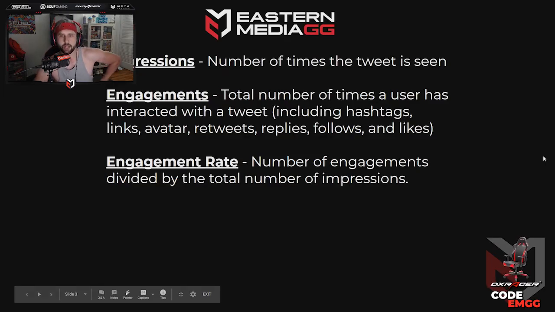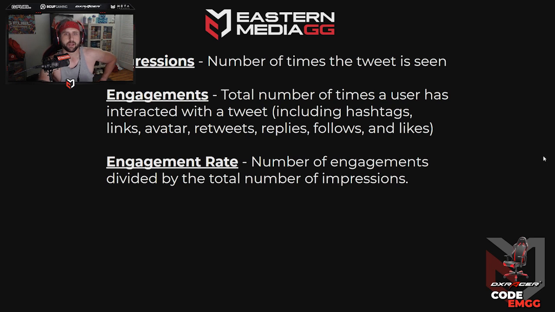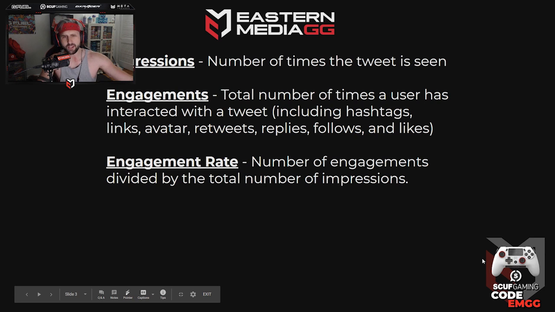With that being said, we're going to talk about 3 main things that you're going to be looking at: impressions, engagements, and engagement rate. Your impressions are the number of times the tweet is seen. It doesn't have to be interacted with, nobody has to do anything with it. It just has to show up on their timeline. The more that happens, the more impressions you get. The more people that interact with the tweet, though, the more people's timelines it's going to appear on.